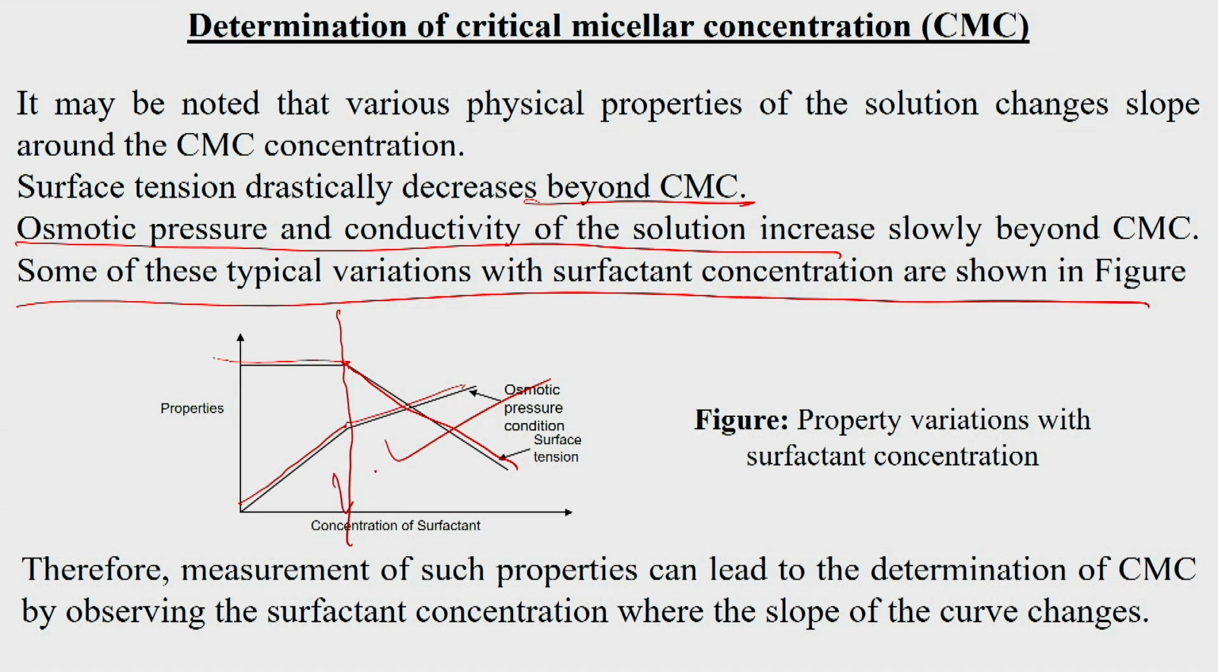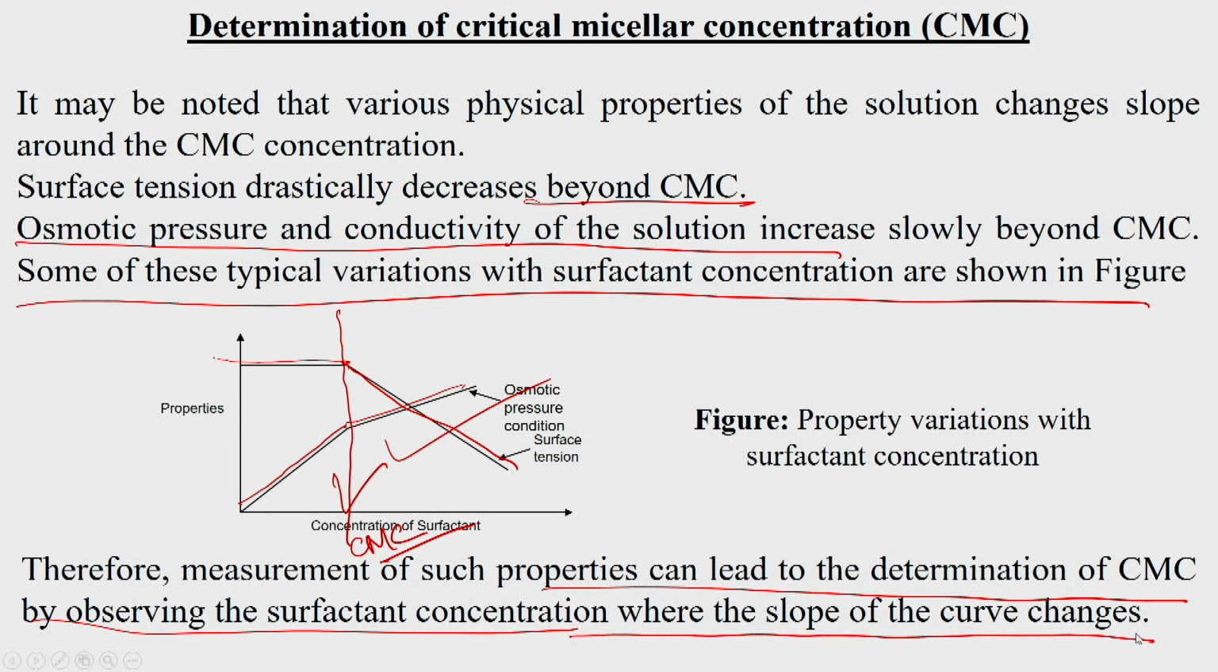That particular concentration is the CMC, the critical micellar concentration, where the micelle is formed inside the aqueous solution and the physical properties change drastically. Therefore, measurement of such properties can lead to the determination of CMC by observing the surfactant concentration where the slope of the curve changes. That particular concentration of the surfactant is termed the critical micellar concentration.